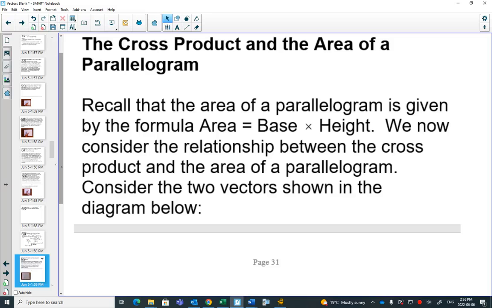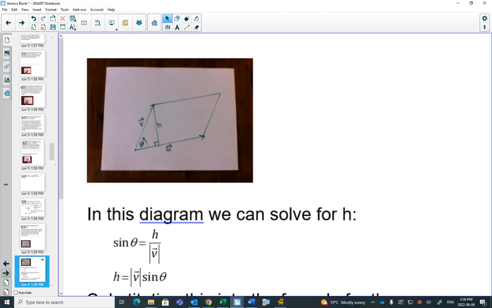Okay. First application of the cross product. Here's a diagram of a parallelogram. The formula for the area of a parallelogram is base times height, because you could cut off this triangle, slide it over, and make a perfect rectangle. And then the area of that rectangle is base times height.